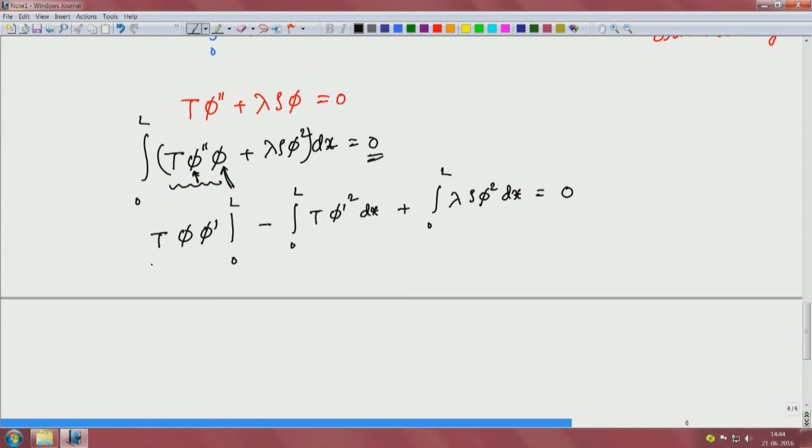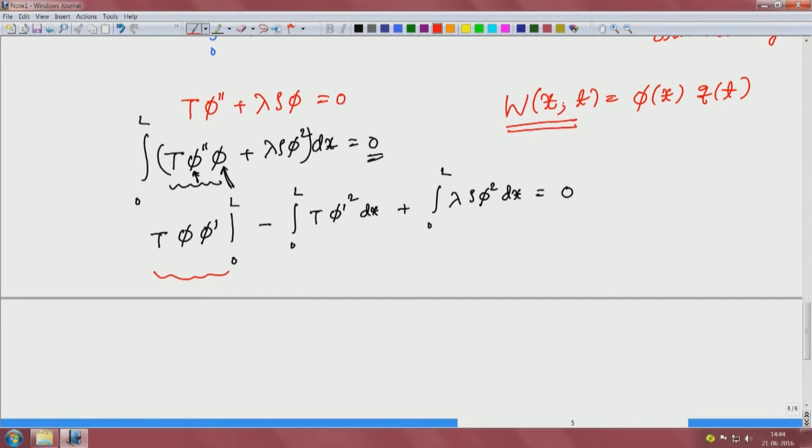Now, if you look at this quantity, since phi is our spatial function for the string vibration w, again remember that w, which is a function of x and t, we have taken it as phi of x, q of t, our separation of variables technique. So, whatever boundary conditions w satisfies with respect to x, phi will satisfy, whatever it satisfies with respect to time, q will satisfy. Our interest here is phi. So, when w is 0 at either end, phi will be 0. So, at x equal to 0 and x equal to L, this actually goes to 0. So, we are left with this.